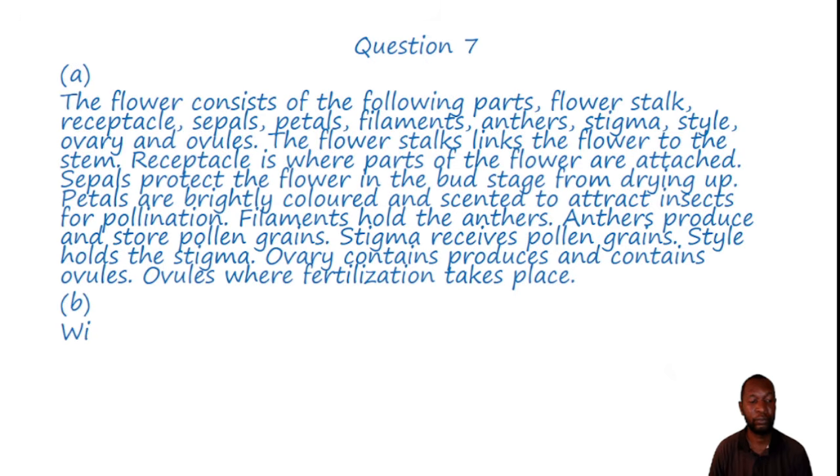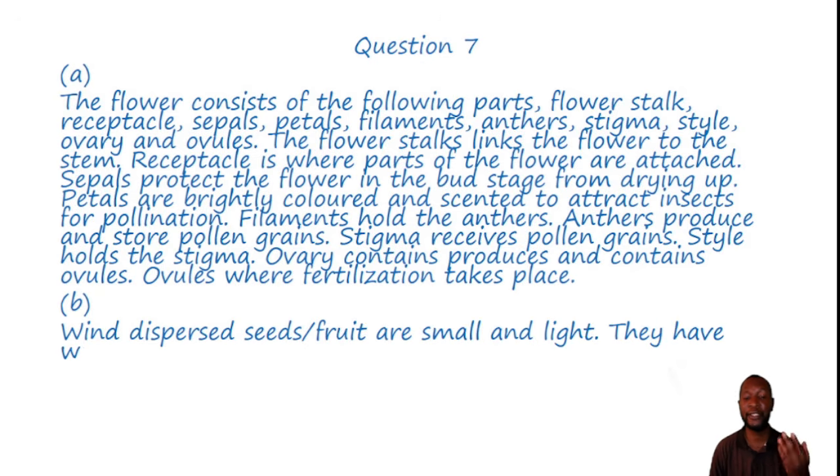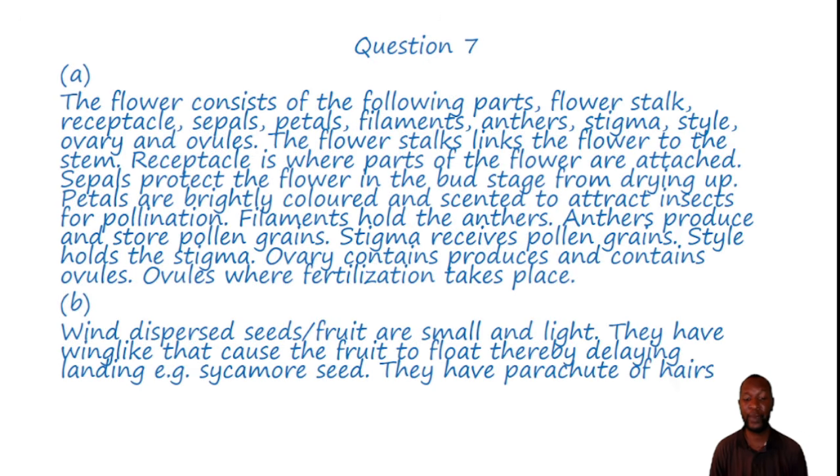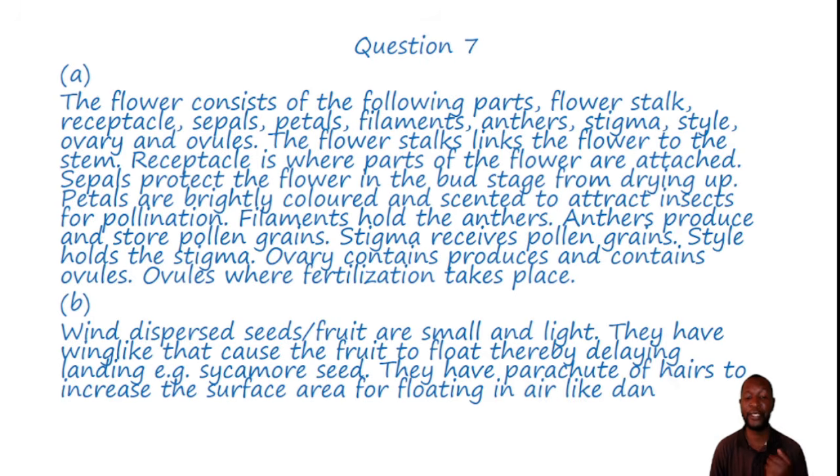B. Wind dispersed seeds or fruits are small and light. They have wing-like structures that cause them to float, thereby delaying landing. For example, sycamore seed. They have parachute of hairs to increase the surface area for floating in the air, like the dandelion seed. So these are the adaptations to wind dispersal. So these were the answers to question number 7. So you can present your answer this way in a complete sentence as well as a paragraph.